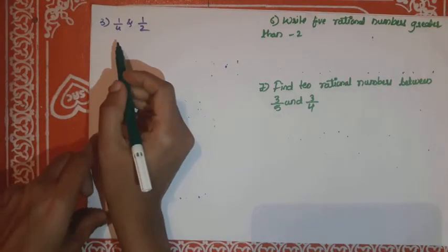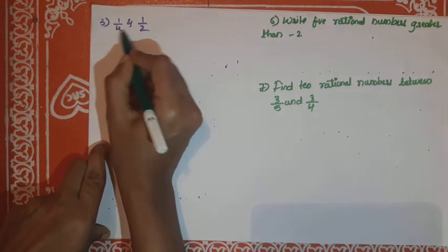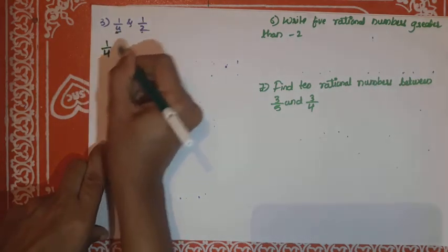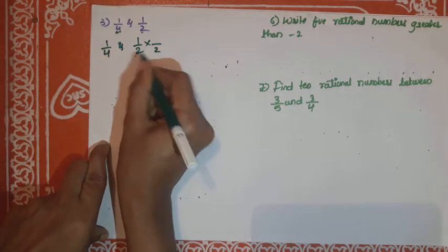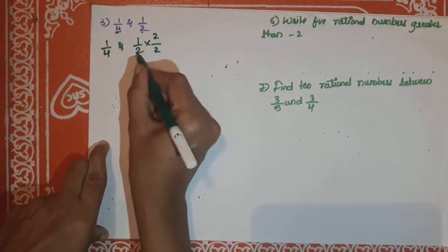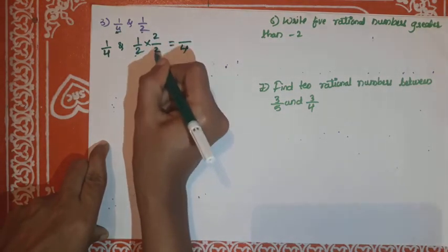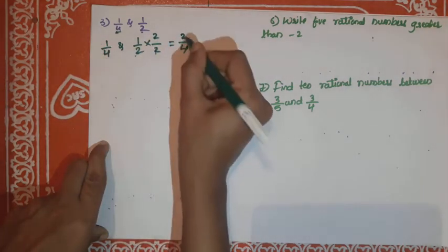So here, next question, we need to write 5 rational numbers between 1 by 4 and 1 by 2. I just write 1 by 4 same as it is. I convert 1 by 2 so that the denominator is the same. 2 4s are 8, the denominator has to become 4. So multiply and divide by 2. Now we have 1 by 4 and 2 by 4.